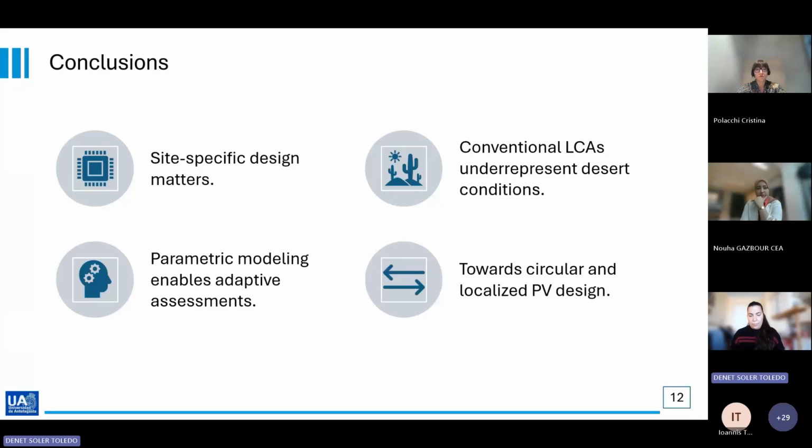And finally, this work moves toward circular and localized PV design. It supports a transition from static environmental analysis to a more dynamic and site-aware framework, one that helps engineers and researchers design PV systems that are not only efficient, but also durable, recyclable, and adapted to their environmental conditions.